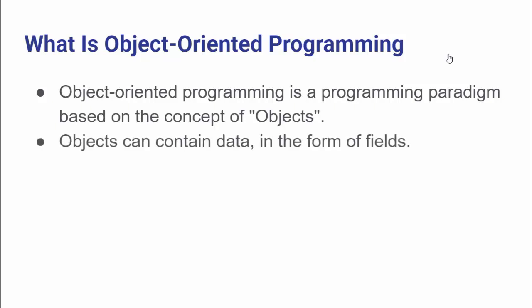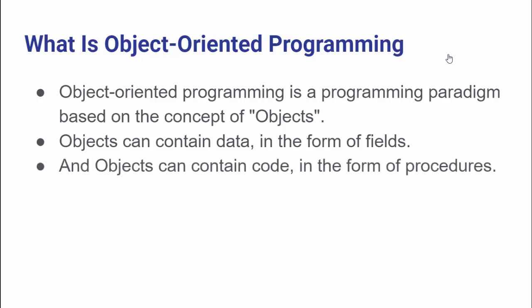Objects can contain data in the form of fields. So the object can contain the data, means they can contain variables or members in the form of fields. And objects can contain code in the form of procedure. Now what does it mean? It means they can contain a block of code, and this block of code is known as a procedure. You can call them methods or functions. In object-oriented programming, we call them methods.